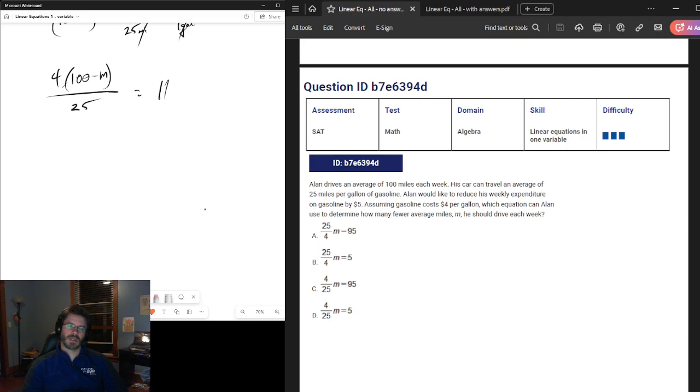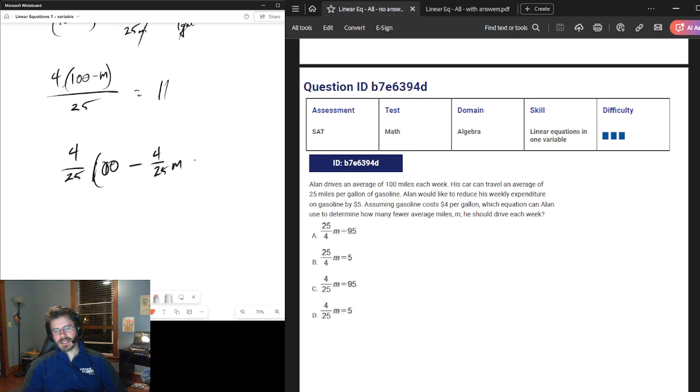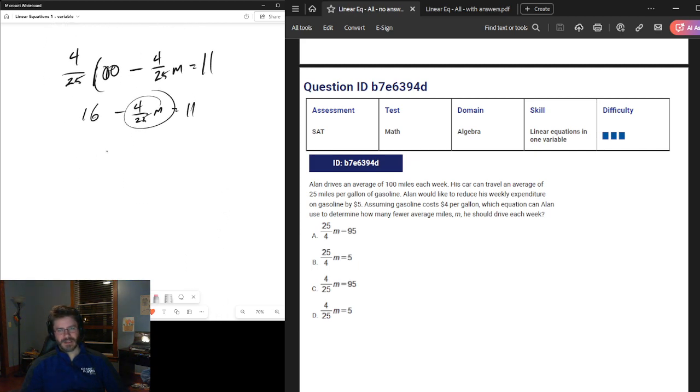You know what we could do? We could distribute that 4 over 25 times 100 minus 4 over 25 times m equals 11. We already know that 4 over 25 times 100 is 16. So 16 minus 4 over 25 m equals 11, and that's our equals to 5. So add that over, subtract that over, you get 5 equals 4 over 25 m.